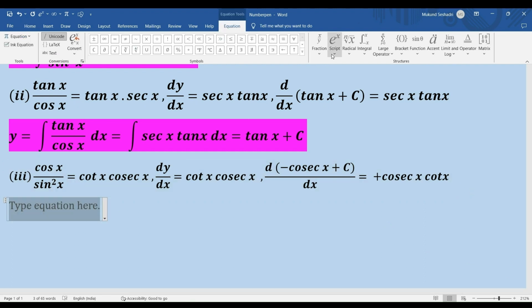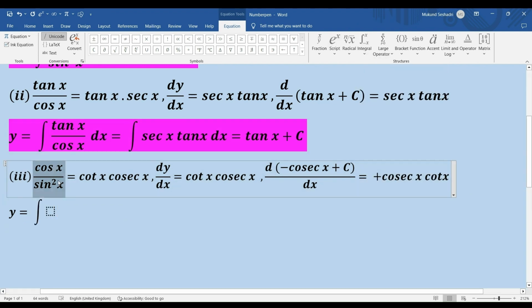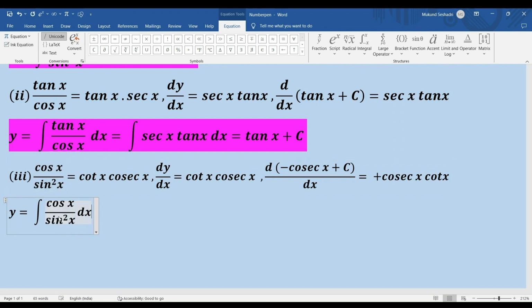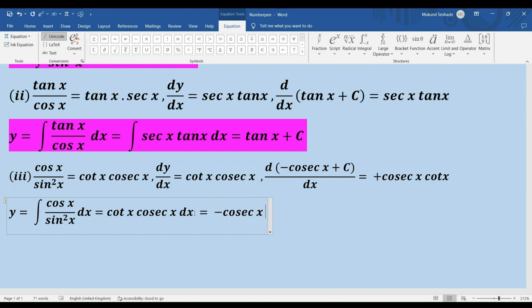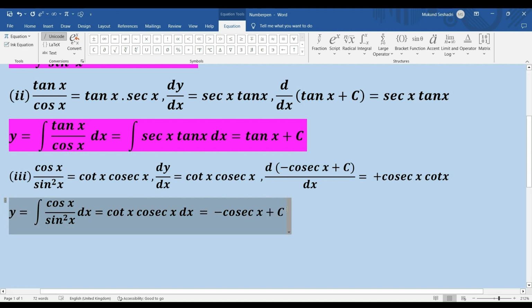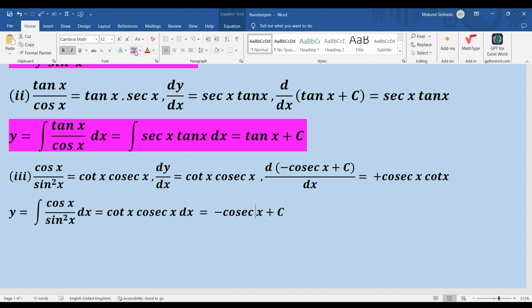So now let's go to the next line. Write down our y equals the integral of cos x by sine square x dx, which is nothing but cot x into cosecant x dx. I go to this function we just worked out, d by dx of minus cosecant x plus c equals cosecant x cot x, which means the antiderivative of cot x cosecant x is nothing but minus cosecant x plus c. Let me highlight the final answer in pink.